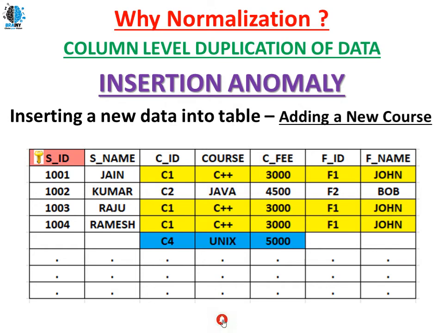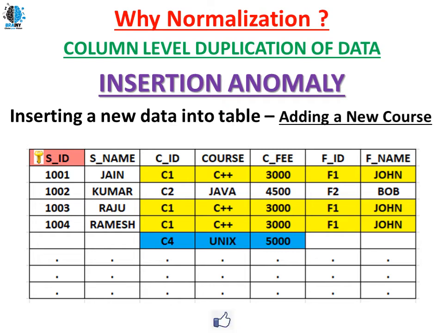Because student ID is a primary key. First I have to enter the student details, then I have to put in the courses. So I will have a primary key in this table, and the primary key will not allow me to enter the data of a course.